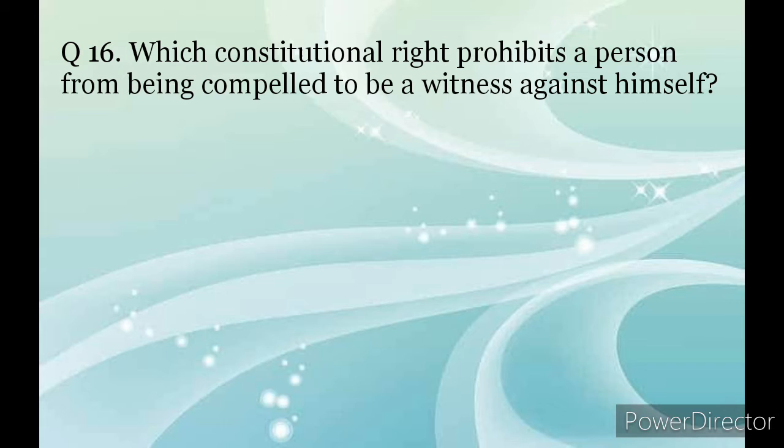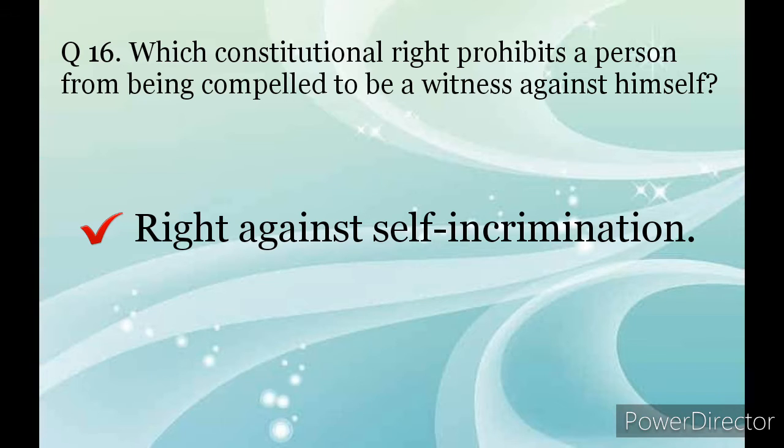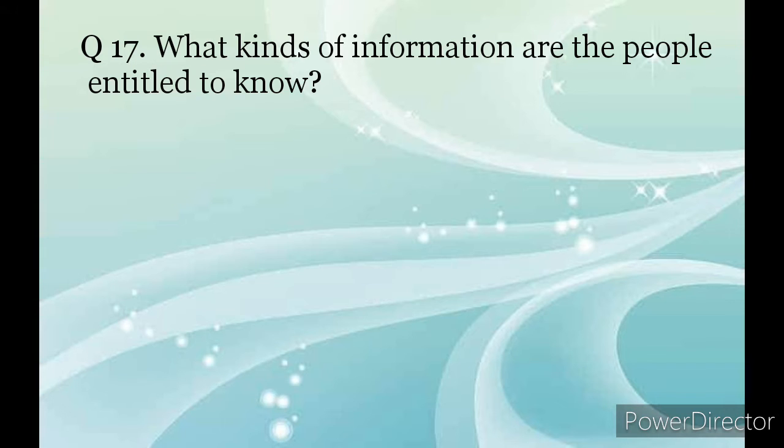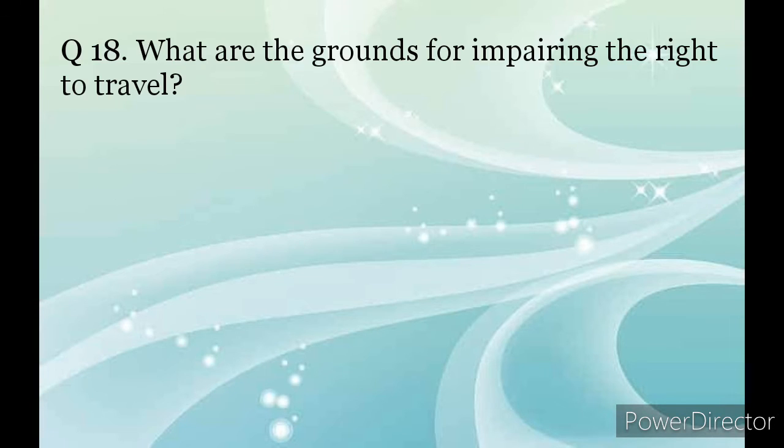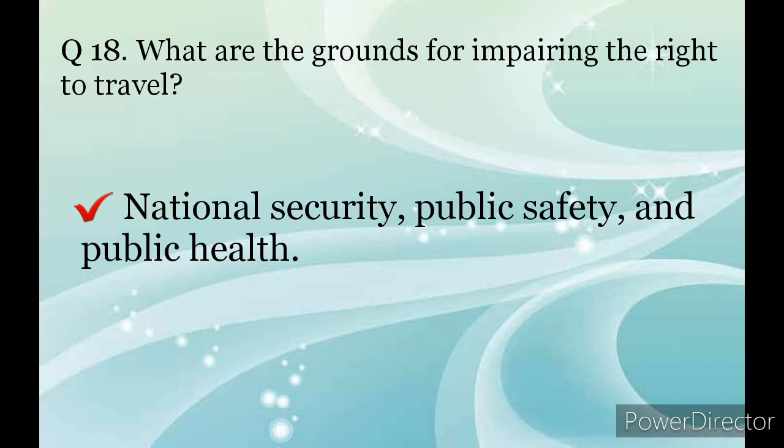Question 16. Which constitutional right prohibits a person from being compelled to be a witness against himself? Answer. Right against self-incrimination. Question 17. What kinds of information are the people entitled to know? Answer. The people have the right to information on matters of public concern. Question 18. What are the grounds for impairing the right to travel? Answer. National security, public safety, and public health.